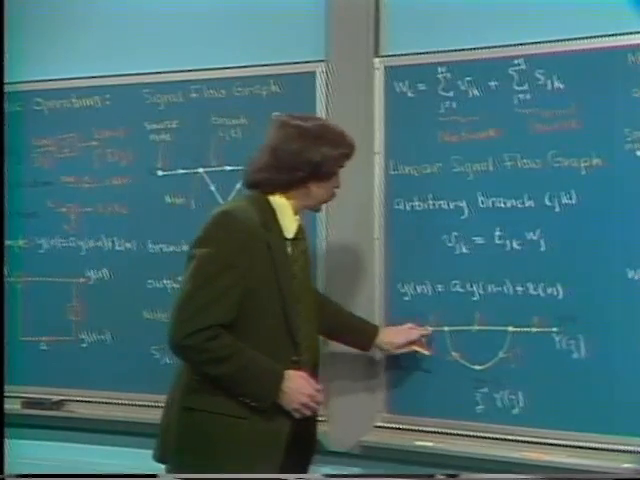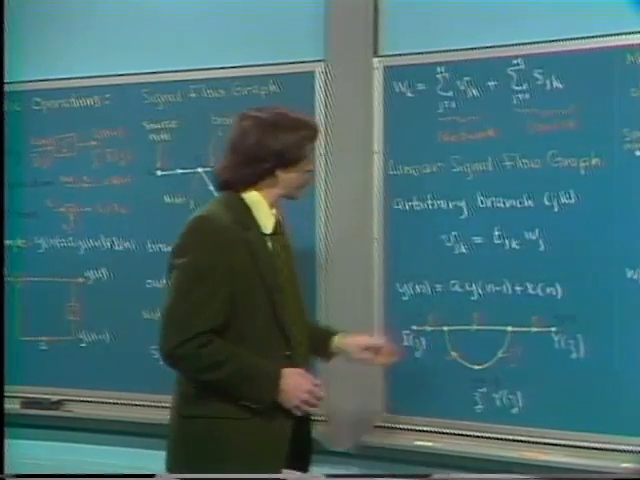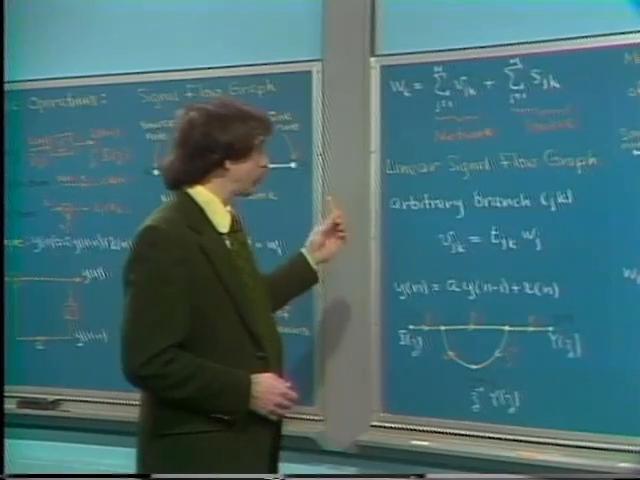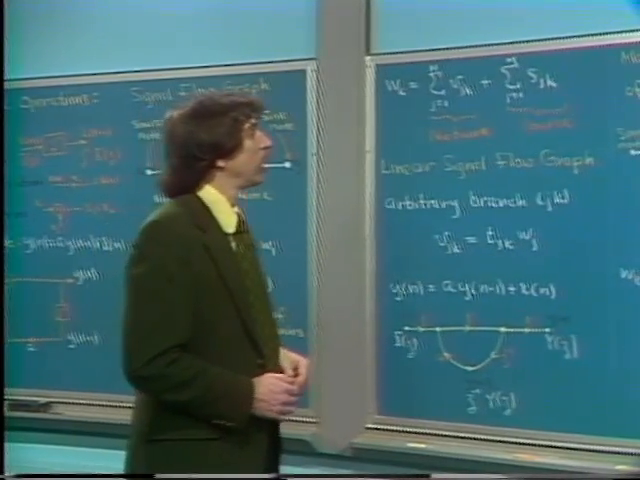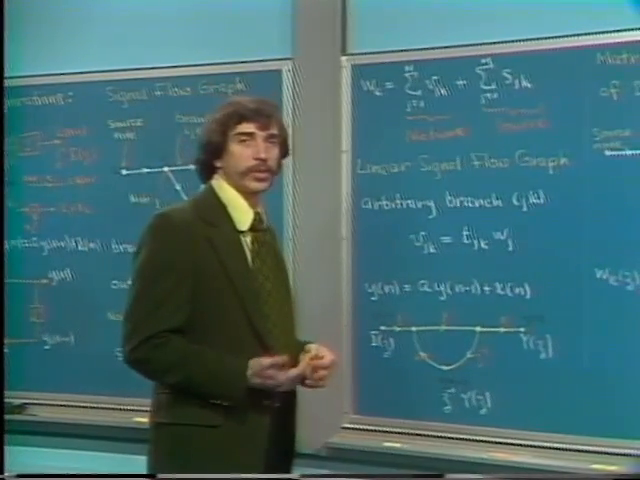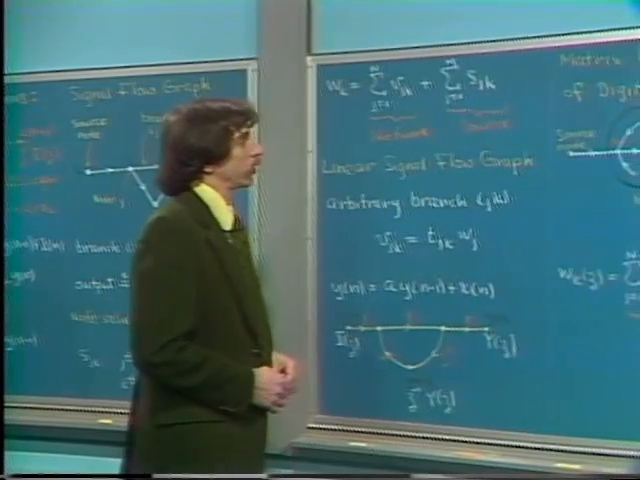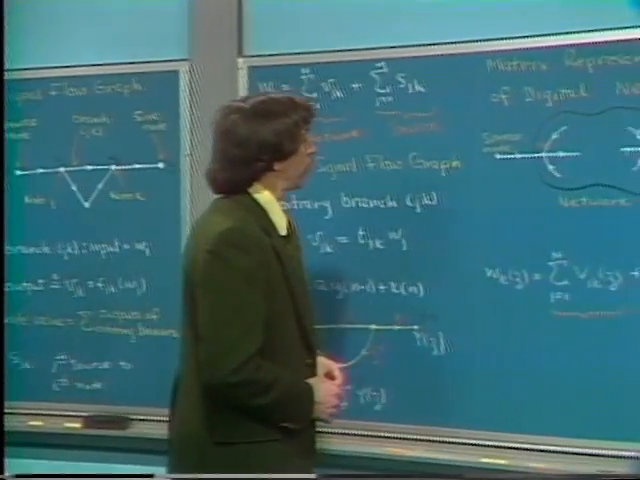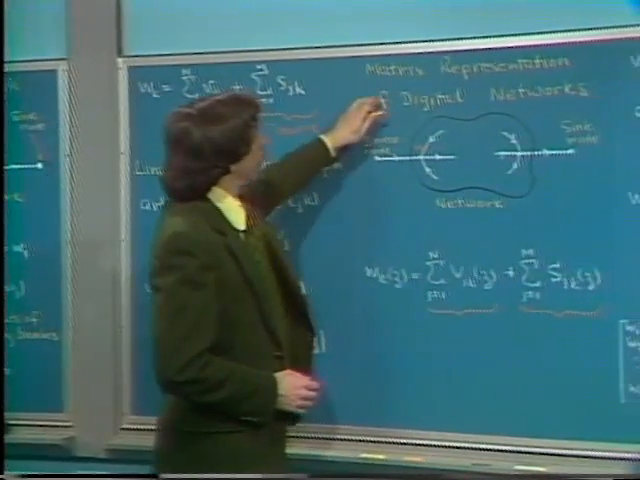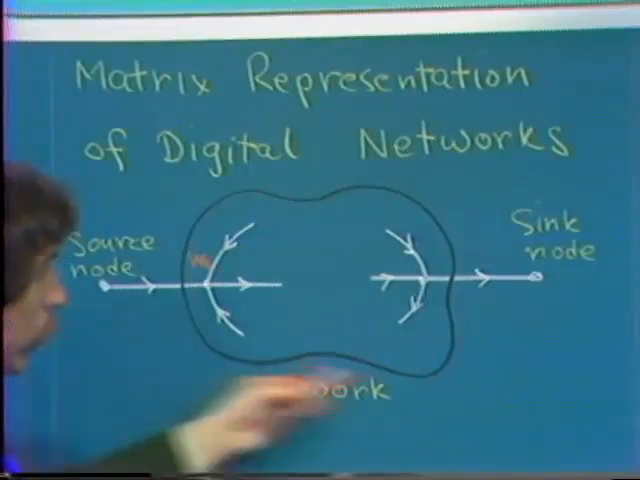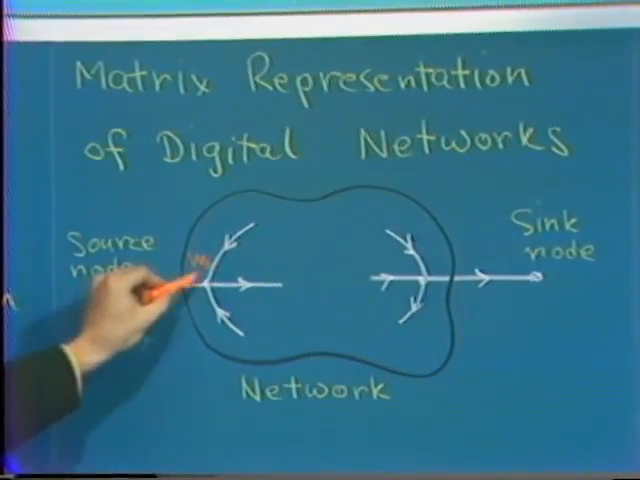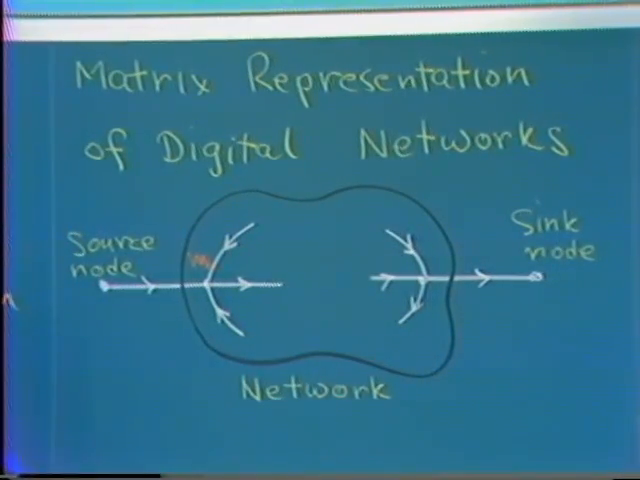So let's then see what this graphical representation, or the linear signal flow graph representation, corresponds to in terms of a set of linear equations or in terms of a set of matrices. So we're considering then a general network. It has some internal nodes, branches coming into them. I've indicated one source node and one sink node. More generally, there would be a set of source nodes and a set of sink nodes.